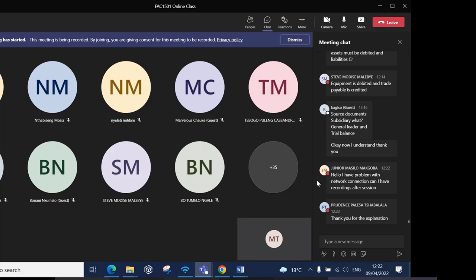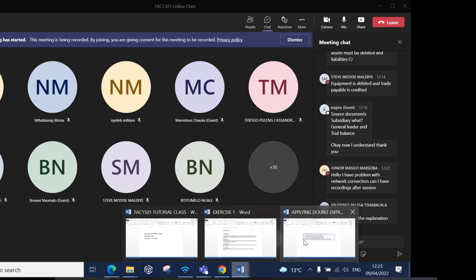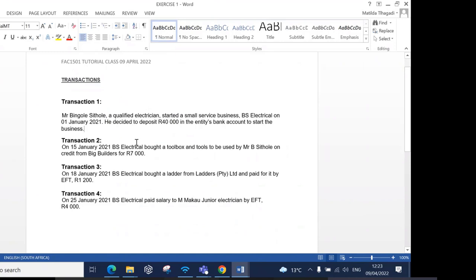Prudence, guys, I want to explain this cycle, the flow of how things are done practically, so I'm going to repeat that. Thank you for the explanation, Prudence. The flow on transaction number one: the source document is the bank statement. I'm holding a bank statement.